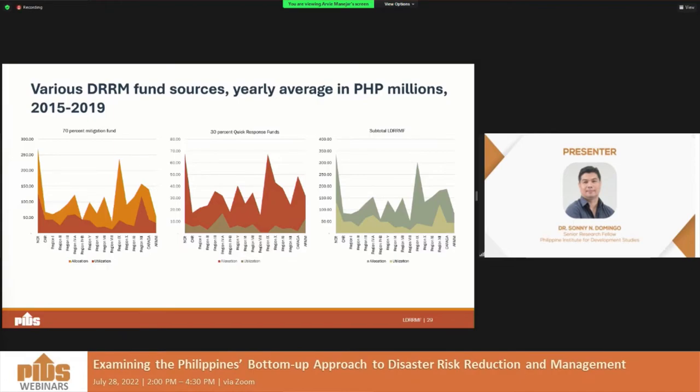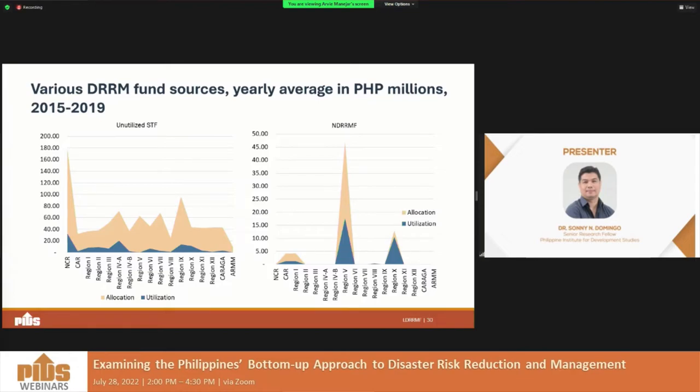So there enters the talk about inequities when it comes to the availability of resources for disaster risk reduction and management. Because essentially, if you're going to just look at the 5% local disaster risk reduction management fund, then your poorer municipalities or localities have much less compared to your richer municipalities or cities. In this slide, you have the various DRRM fund sources, yearly average in millions. Accounted for is the 70% mitigation fund. In the middle is the 30% quick response fund. And then your total for the local DRRM fund for all regions. So in the graph, you are shown as well the gap in terms of utilization and available funding, supposedly for LGUs. Next slide, Arvie.